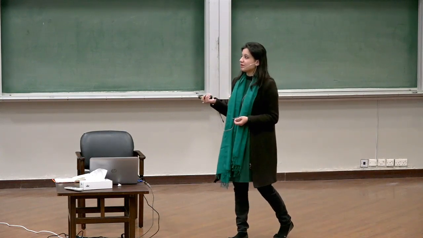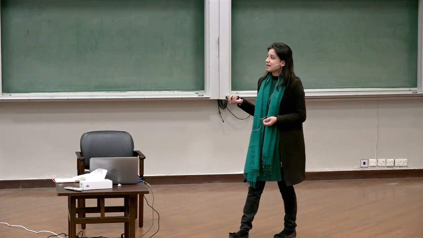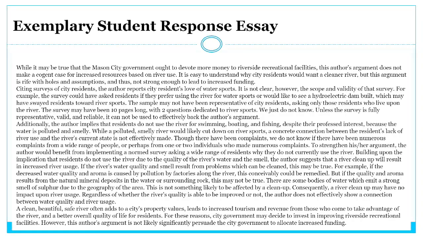Now, the concluding paragraph. A clean, beautiful, safe river often adds to a city's property values, leads to increased tourism and revenue from those who came to take advantage of the river, and a better overall quality of life for residents. For these reasons, city government may decide to invest in improving riverside recreational facilities. However, this author's argument is not likely to significantly persuade the city government to allocate increased funding. The last sentence has a grammatical problem. It's not likely significantly persuasive.